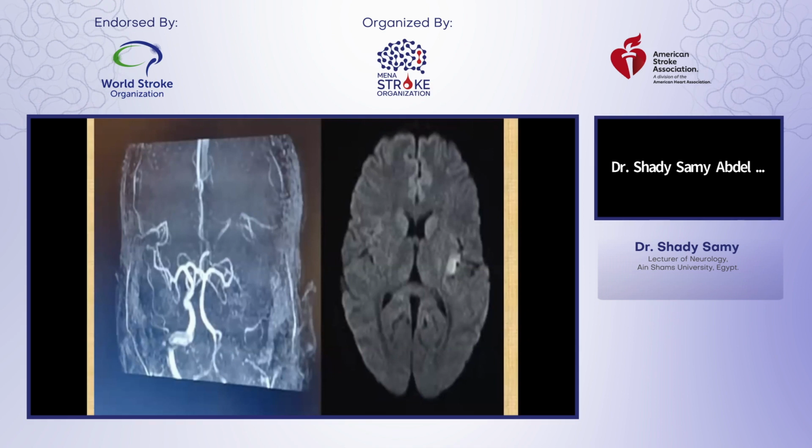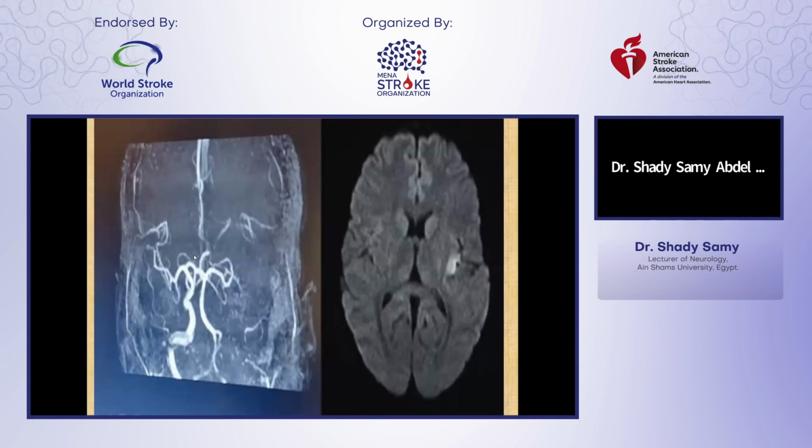So we did an MRA for this patient, and we saw this picture of an occluded or non-visualized left internal carotid artery, with a very small area of diffusion restriction in the insular area. So we had a lot of discussion whether we should proceed to thrombectomy or not, but the decision was to wait and see.